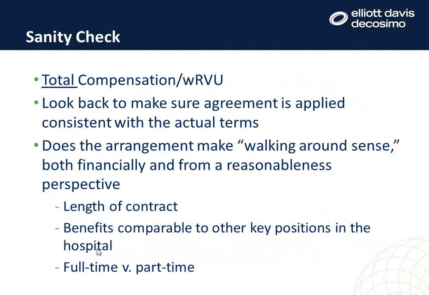And then the important thing not to leave out at that point is to do a sanity check. Does the arrangement make sense? What does that total compensation, the concluded compensation per productivity unit, look like? And are we above or below the survey, and what's the reason for that? Also, look back to make sure the agreement has been applied consistent with the actual terms. That would be more appropriate if we're working with someone on renewing an agreement.